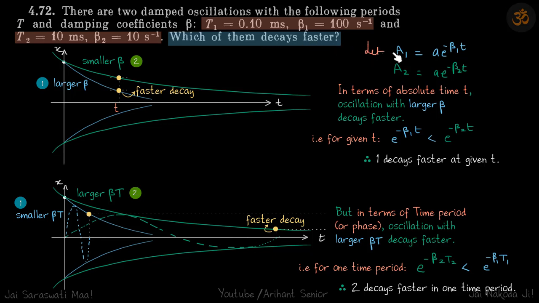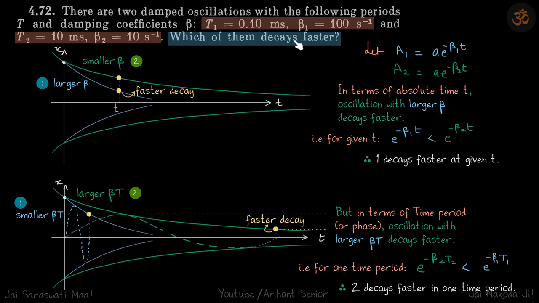So let's start by assuming some amplitudes. Let's say A1 is A e raised to power minus beta 1 t, and A2 is A e raised to power minus beta 2 t. I am taking the same amplitudes so that it's easy to see which one of them decays faster, because they are starting with the same amplitude.